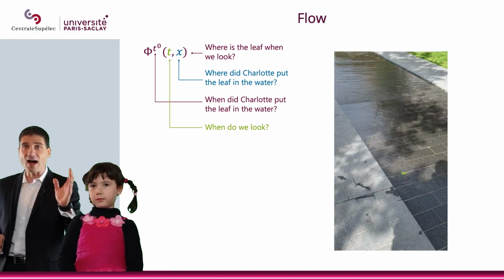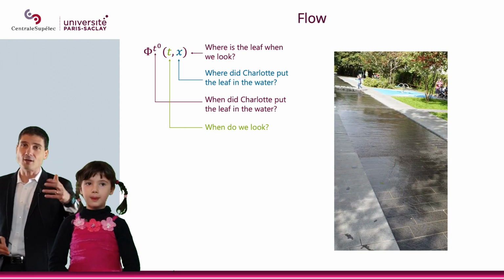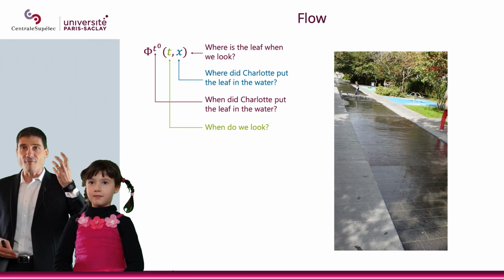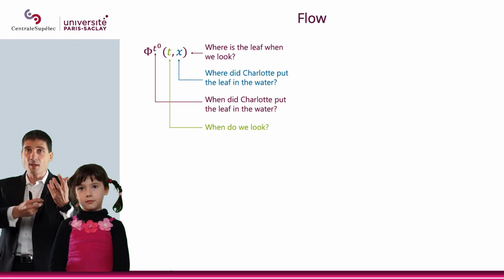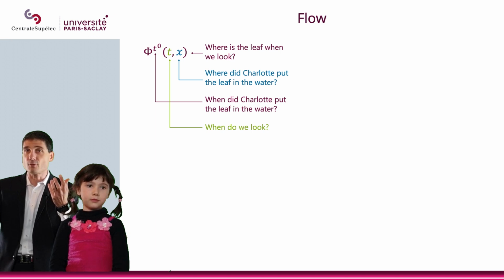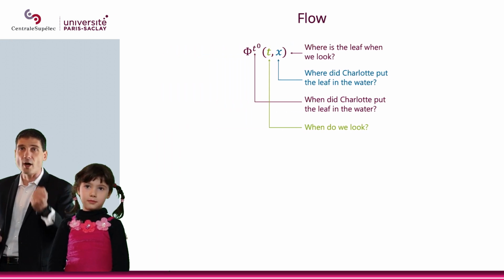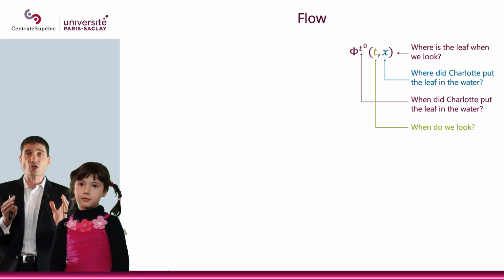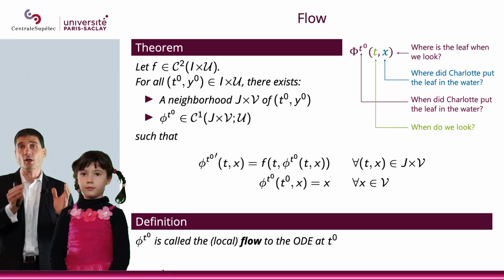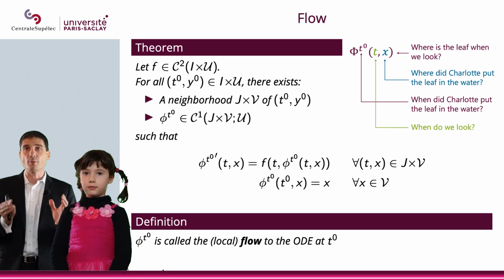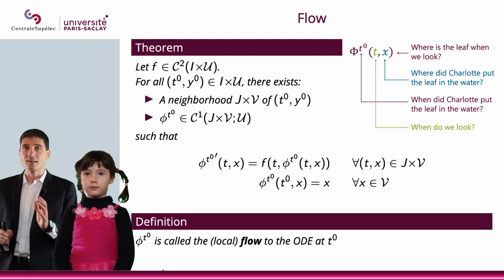So again, phi t naught will take two arguments: the time t, and the position where Charlotte put the leaf to begin with, and it will tell you where the leaf is. That function, phi t naught, is called the local flow of the ordinary differential equation at t naught.